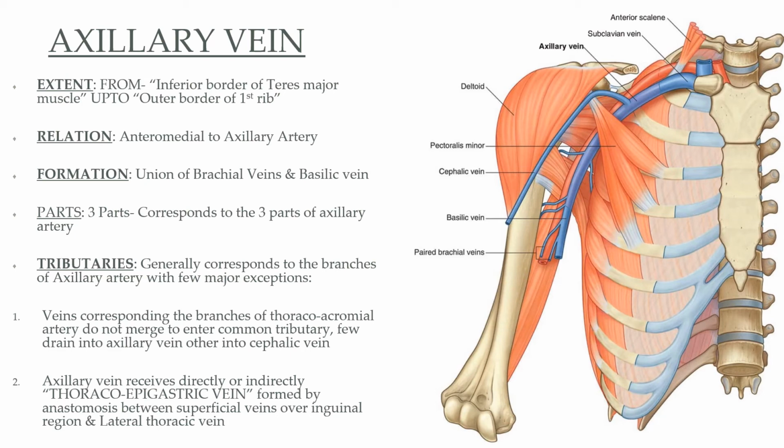Talking about the tributaries of the axillary vein, the tributaries correspond to the branches of the axillary artery with few exceptions. The veins corresponding to the branches of the thoracoacromial artery do not merge to form a common trunk. Rather, a few of them drain into the axillary vein, whereas the rest drain into the cephalic vein. The axillary vein receives, either directly or indirectly, the thoracoepigastric veins. These veins are formed by the anastomosis between the superficial vein over the inguinal region and the lateral thoracic vein.